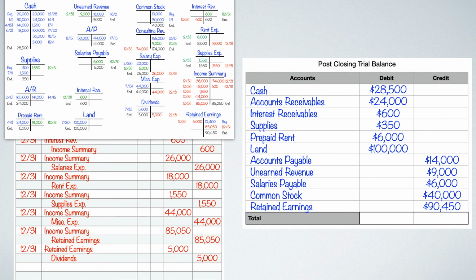And I'm going to add up all the debits. That's going to give me $159,450. And credits, we hope, is going to be the same, and it is, so we know we're good. That is the end of the accounting cycle. We've done every part that we've needed to do, and so hopefully that made a little bit of sense.